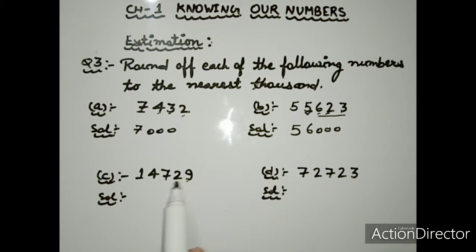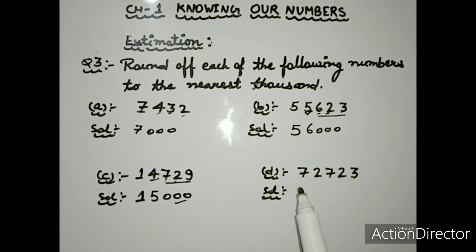Here the required place is 1000, and the digit on the required place is 4, and the digit on the right-hand side of the required place is 7, and 7 is greater than 5. So again we increase the digit on the required place by 1. So here we write 1, and 4 plus 1 is 5, and the other 3 digits in the ones, tens and 100 place are replaced by 0. So the number 14729 is nearest to 15,000.